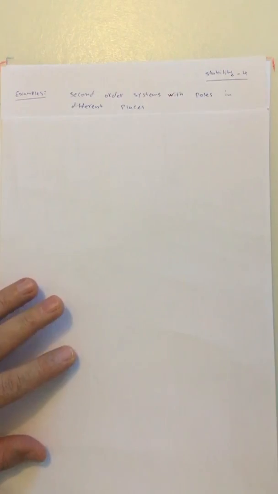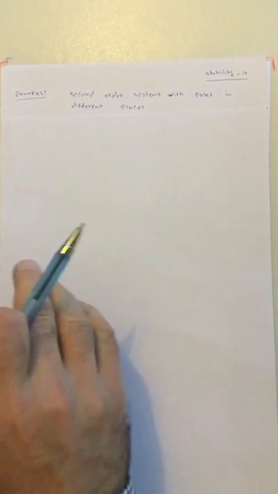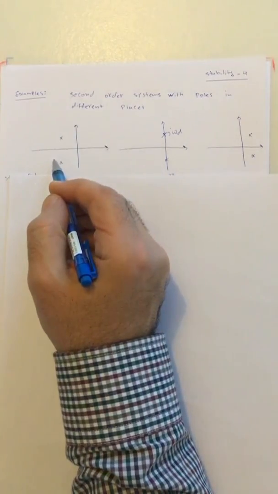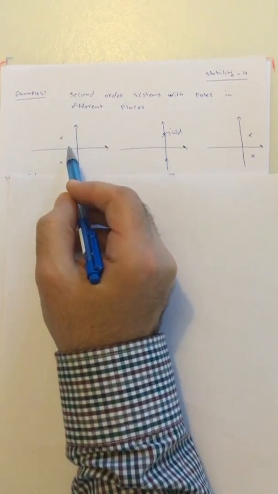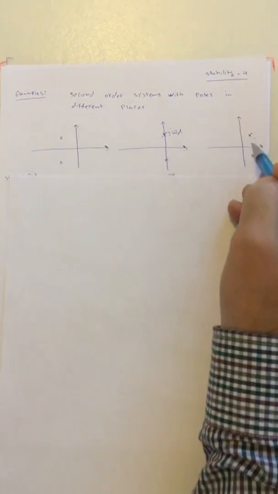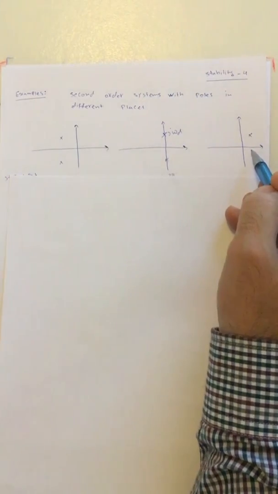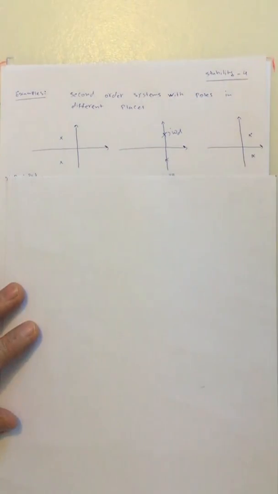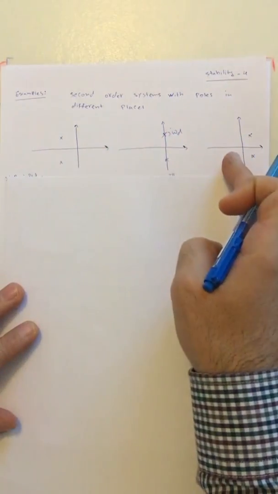In the next example, I will consider a second order system. In this second order system, I consider three different cases: when the two poles are in the left side of the j omega axis, or on the j omega axis, or in the right side. So I'm going to investigate the stability of these three different cases.